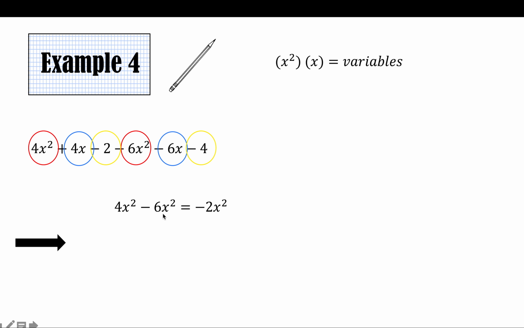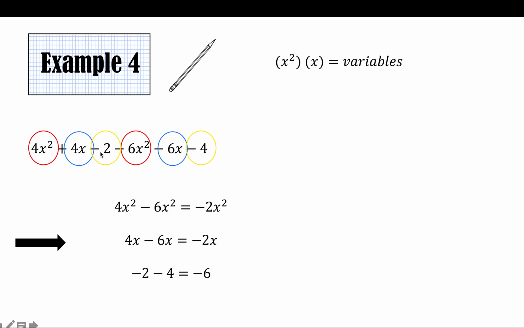4 minus 6 equals negative 2, because when the sign of the bigger number is negative, we will subtract and the result will be negative. And we put the variable they share, so 4x squared minus 6x squared equals negative 2x squared. Then we have the like terms in blue, and we will subtract the numbers, and the result will be negative, because when the bigger number has a negative sign, the result will always be negative. So 4x minus 6x equals negative 2x.